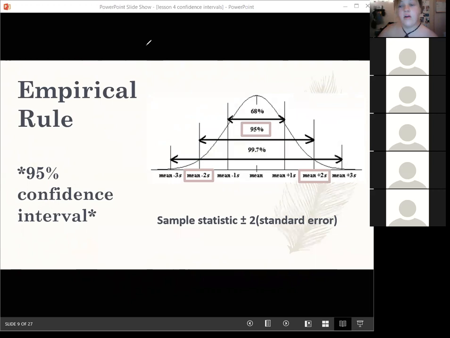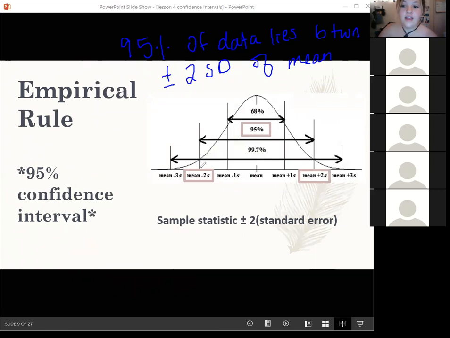Let me just write that. Well, I'll write this next one. So 95% of the data lies between plus or minus 2 standard deviations of the mean. All that's saying is that if we were to find the area under this part of the curve between minus 2 standard deviations and plus 2, all this area in here is going to be 95% of our data.